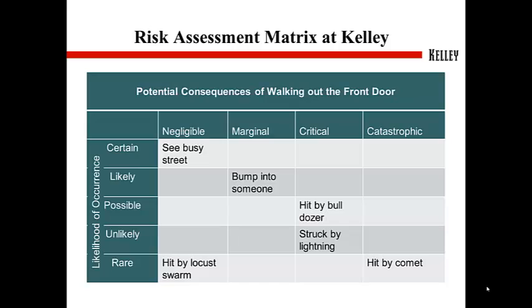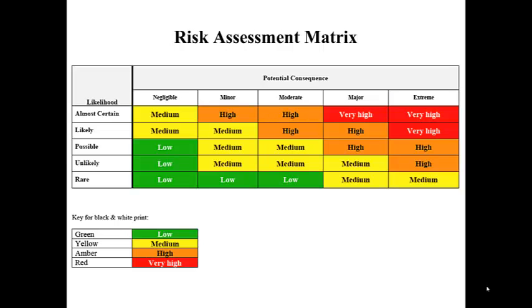The next row I could be hit by a bulldozer, and this could be possible with all the construction, and it would have a critical impact. Or I could be struck by lightning, and this is most unlikely, but it could also be critical for me. And then the last row here is I could be hit by a locust swarm. This would have a negligible impact, and luckily this would be a rare occurrence. Worst case scenario is I could be hit by a comet, and this could be catastrophic, and fortunately it would be a rare occurrence.